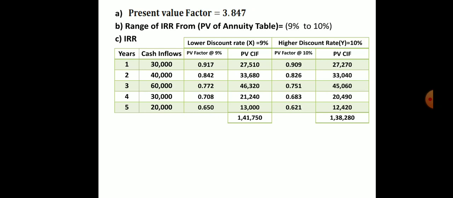For 10%, how much? It's less than the initial investment of 1,38,500. At 10% it is 1,38,280, so the present value is less than your initial investment. So always make a note, students: one present value should be more than the initial investment and one should be less than the initial investment, so that you will get an exact IRR.